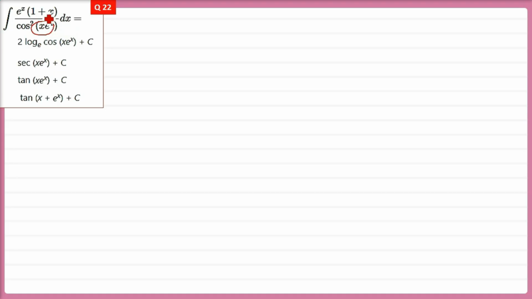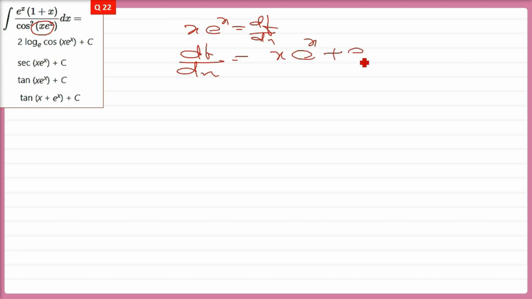Now we already know that x into e raised x gives you e raised x (1 plus x), because we have prior knowledge of differentiation. So when we take t equals x into e raised x and differentiate it, it will be x into e raised x plus e raised x, because we have applied the product rule. Now when you take this e raised x out, it will be e raised x (x plus 1).